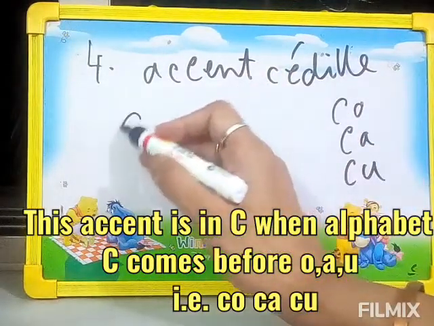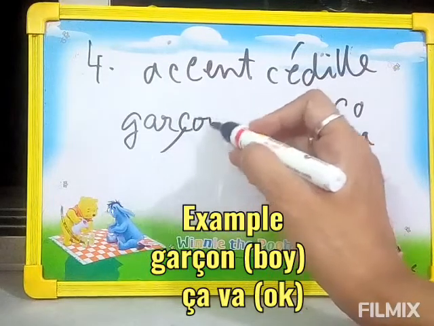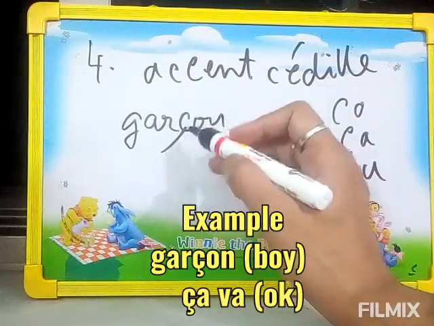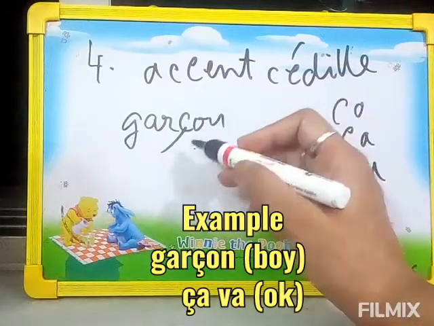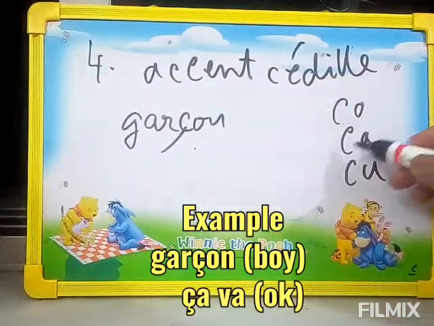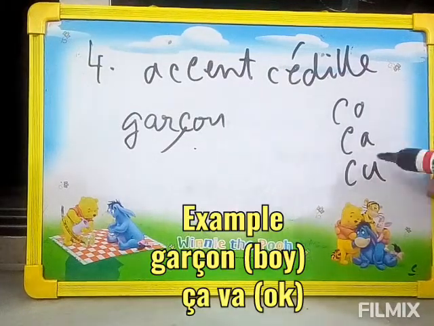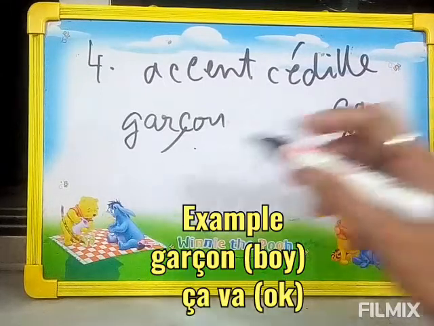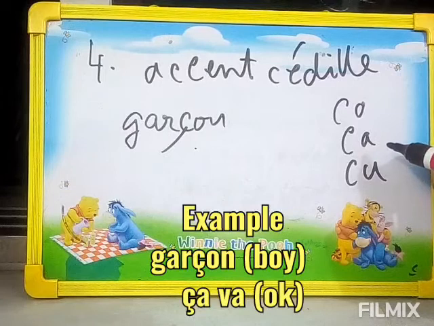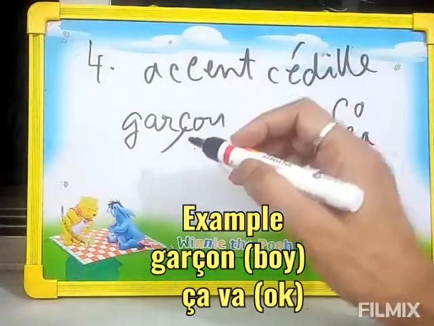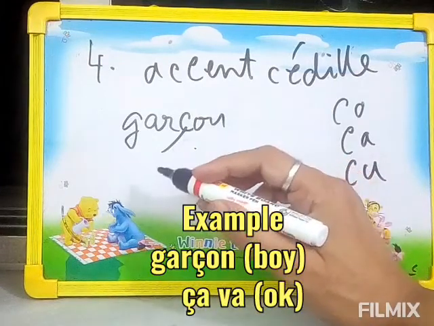That means a word G-A-R-C accent Cedille O-N, that is garçon. It makes the pronunciation so, otherwise it will be ko, ka, q. It is of invalid meaning. There is no meaning in French grammar or French dictionary. When C comes before O, A, U, you must use the accent Cedille. It is a tail-like structure below C.